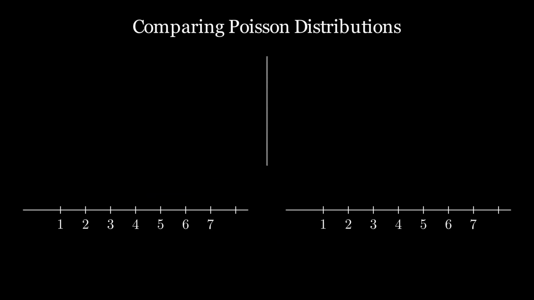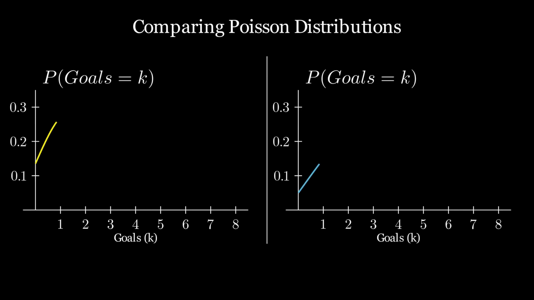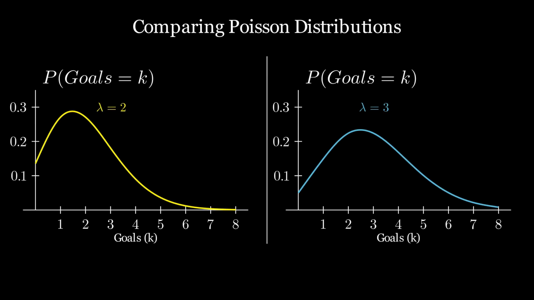Let's compare two Poisson curves side by side, one with lambda equals 2 and one with lambda equals 3. You can think of these as representing two different teams because not every team scores at the same rate. A team with a higher attacking output will naturally have a higher lambda. To make this more concrete, let's look at the probability that each team scores exactly 3 goals.